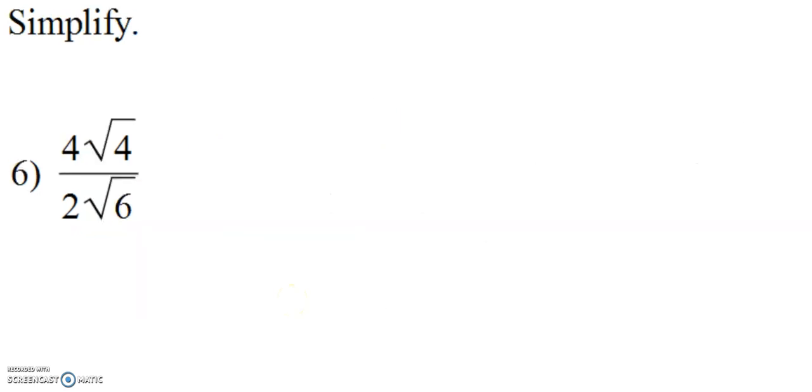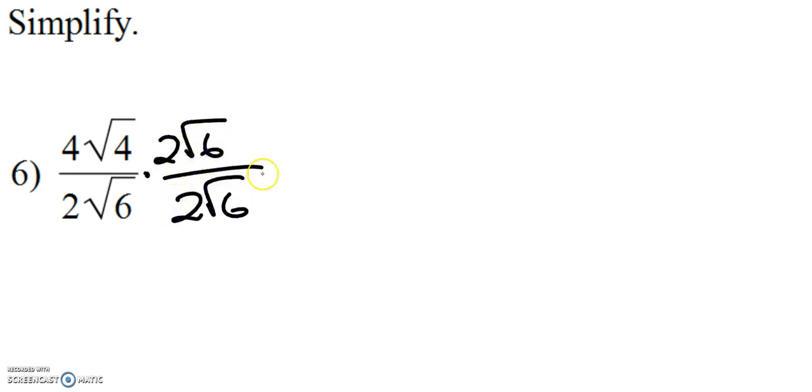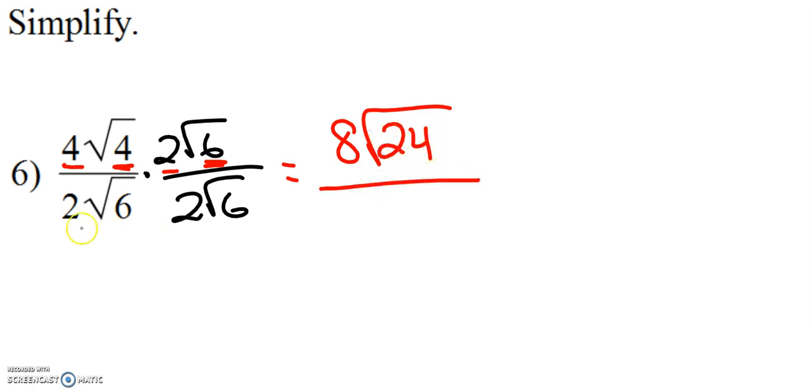Okay, let's do one more. What if I have 2 coefficients again? So what I said is we can multiply the 2 front ones together. 4 times 2 is 8. And then here you can multiply the radicals underneath. 4 times 6 is 24. All divided by 2 times 2 is 4. Radical 6 times radical 6 is just 6.